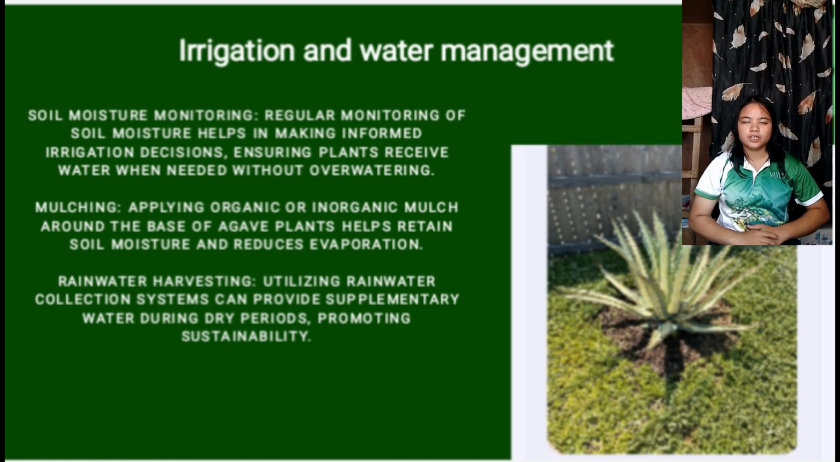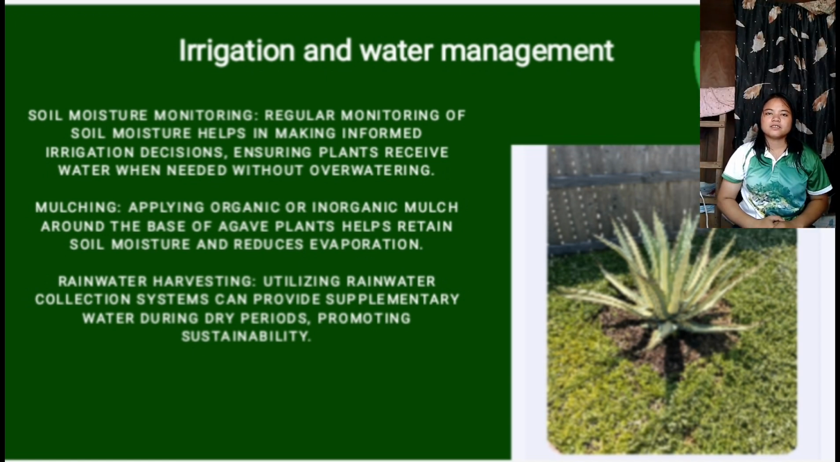For mulching, applying organic or inorganic mulch around the base of the agave plant helps retain soil moisture and reduces evaporation. Lastly, rainwater harvesting. Utilizing rainwater collection systems can provide supplementary water during dry periods, promoting sustainability.